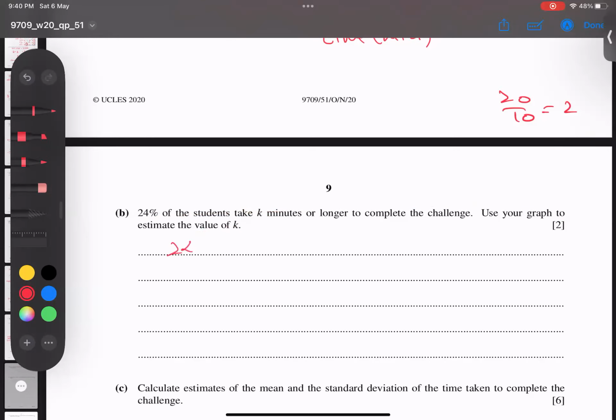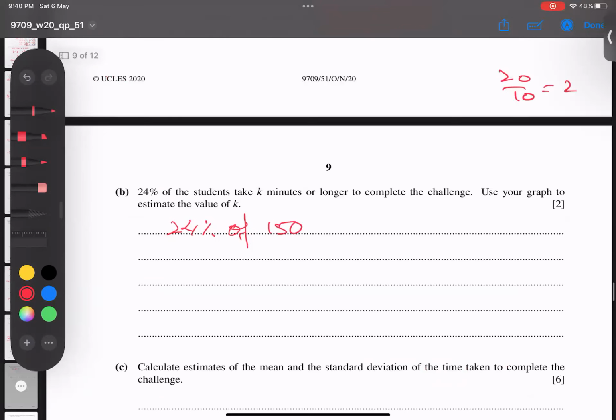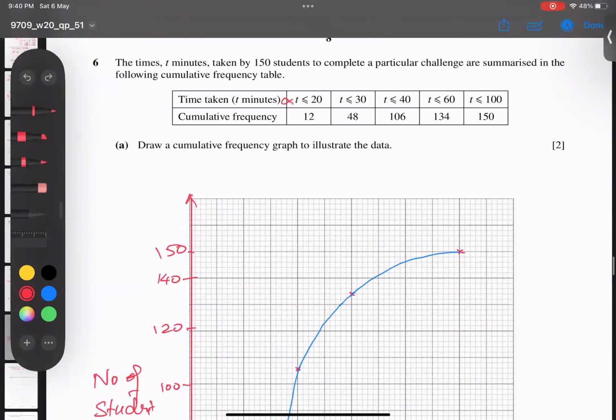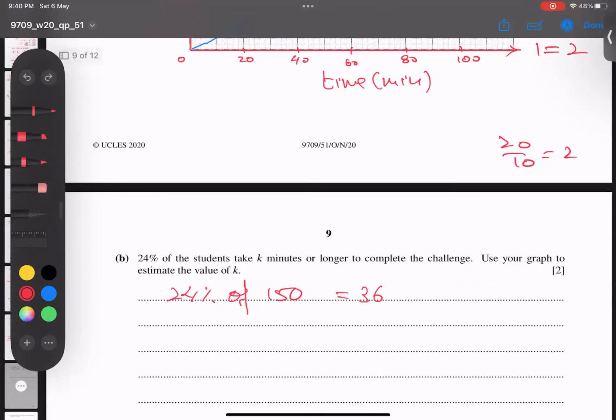So 24% of what? Those students are 150. If I find 24%, 24 divided by 100 times 150, it comes to 36. But for your knowledge, students, 36 will not be taken from the bottom. No, 36 will be taken from the 150 below. The reason is that it says 24% of students take K minutes or longer.